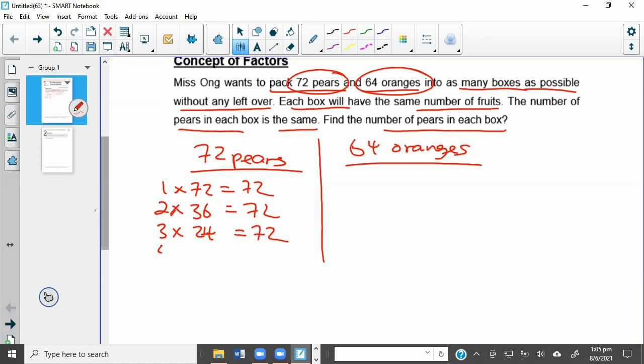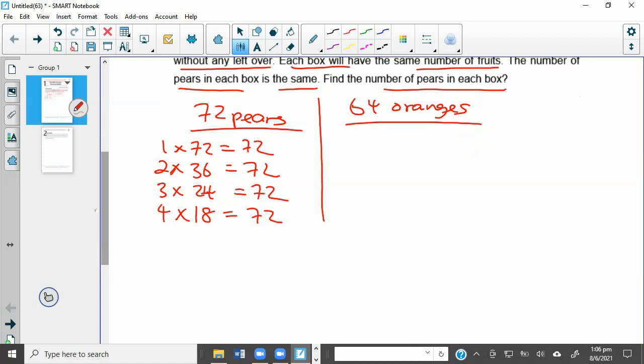And after 3 will be 4. 4 times 18 will also be 72. 5, that's a remainder, so it is not a factor. 6 times 12 is 72. 7, there's a remainder as well. 8 times 9 is 72. 9 times 8 is repeated, right? They are repeated factors. So when they are repeated factors, you don't have to continue.